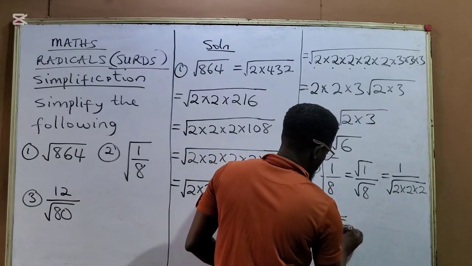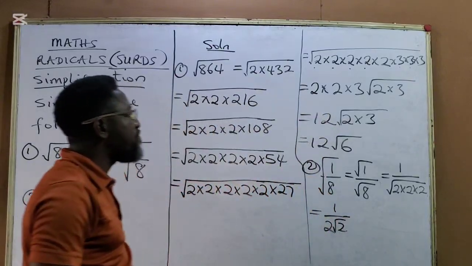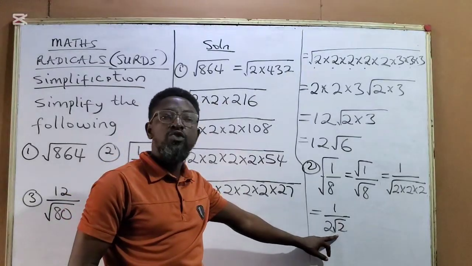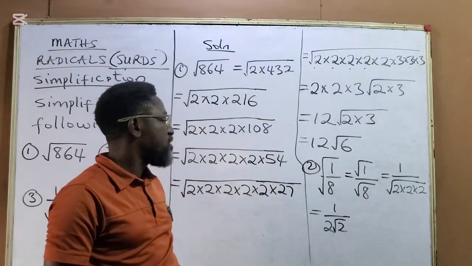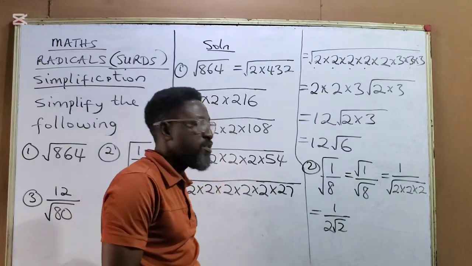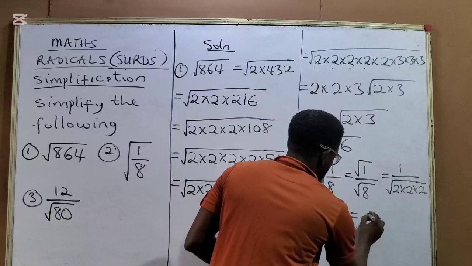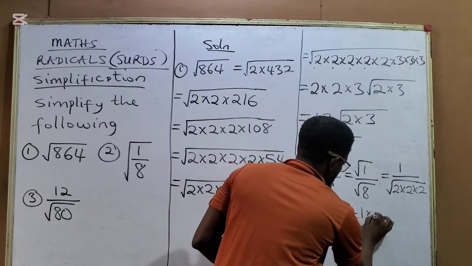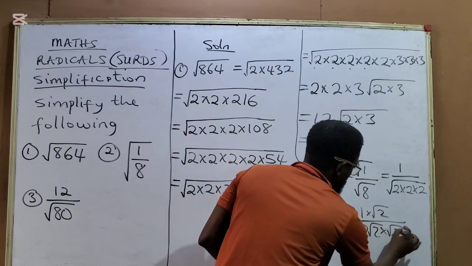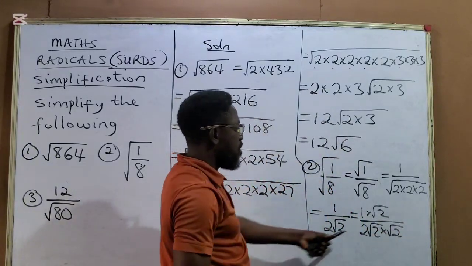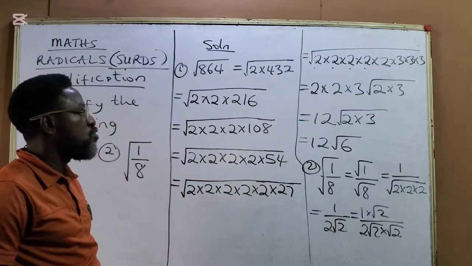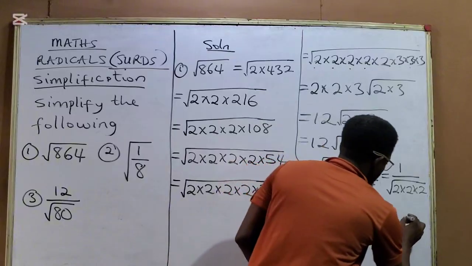Now, from what we did in our previous class, we cannot leave the root sign in the denominator, so we need to rationalize. To rationalize means to multiply the numerator and the denominator by what you have in the root sign. So if you rationalize, this one will give 1 times root 2 all over 2 root 2 times root 2. Of course, this one will give us root 2 all over 4.